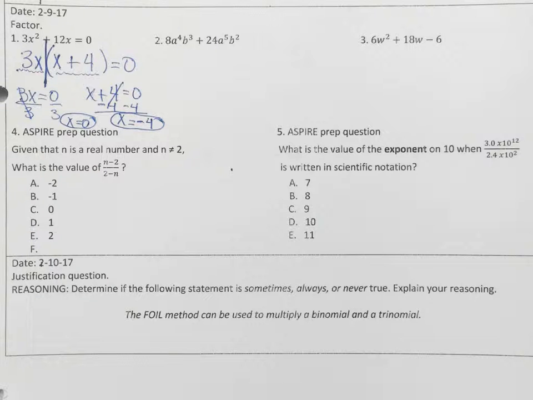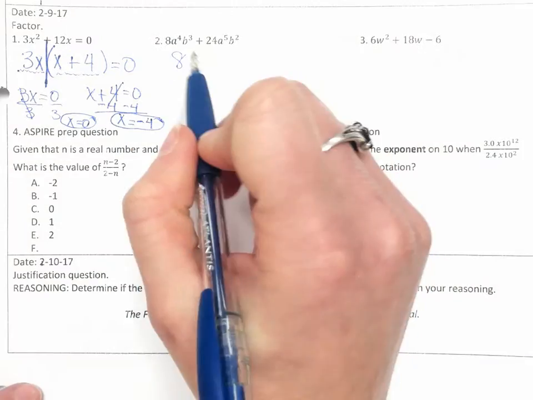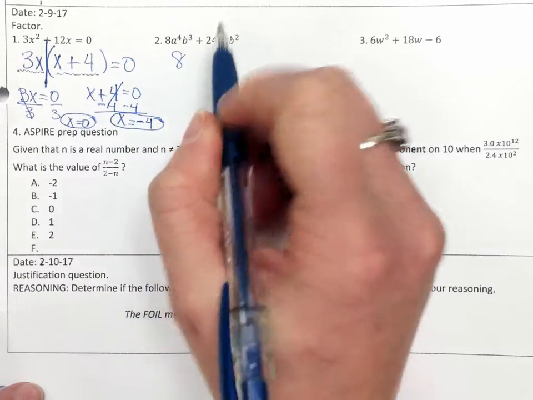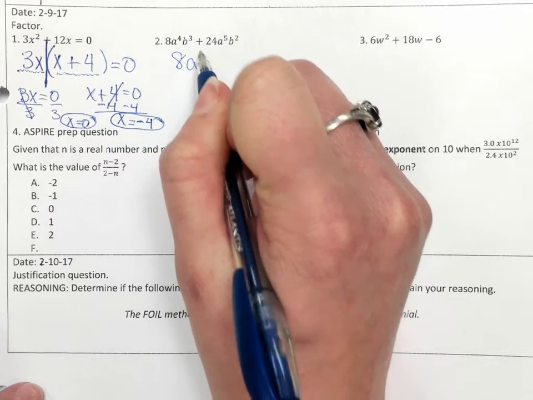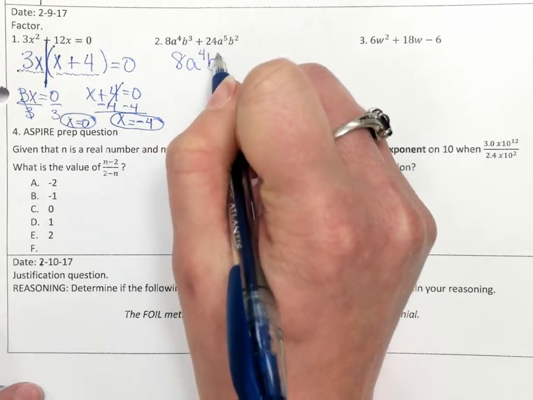Right on here. All right, number 2, 8 and 24. Catherine. This is what we're dealing with right now. All right, what number goes into 8 and 24? 8, very good. Also, how many A's do they have in common? 4. How many B's? 2.